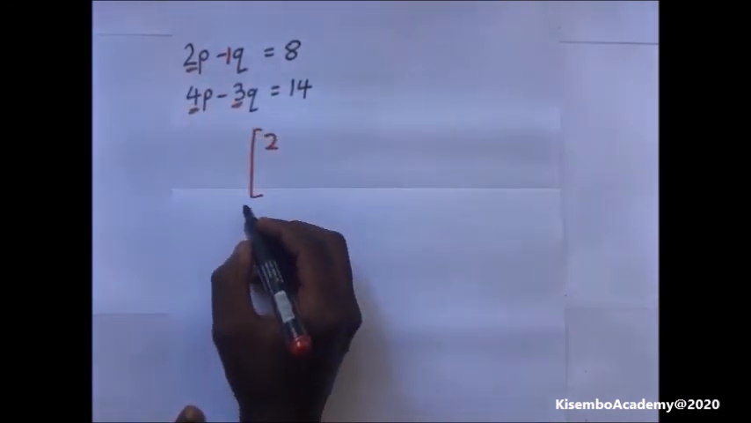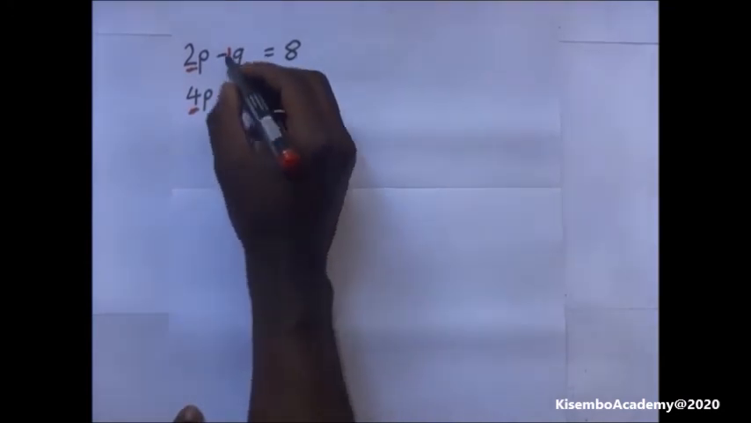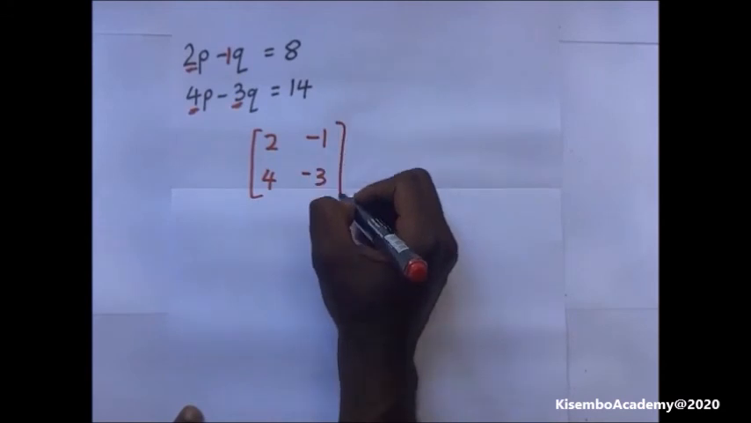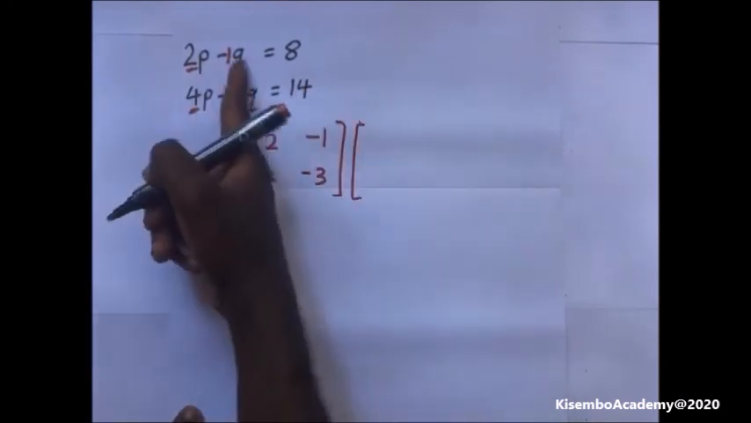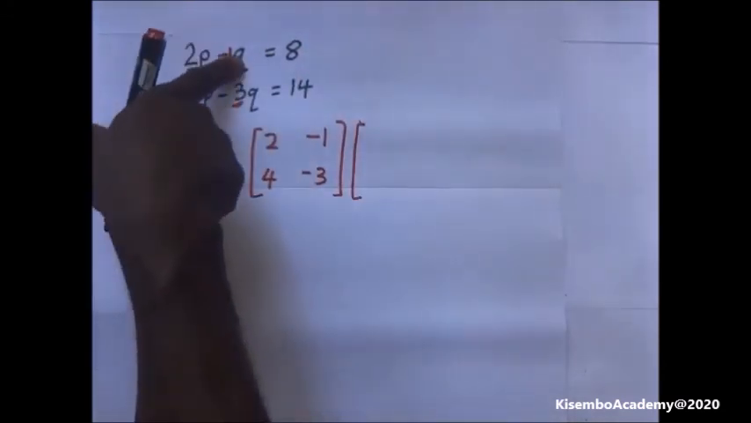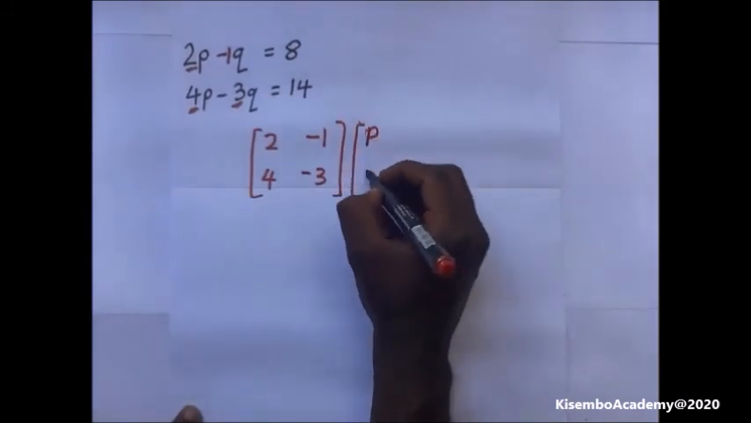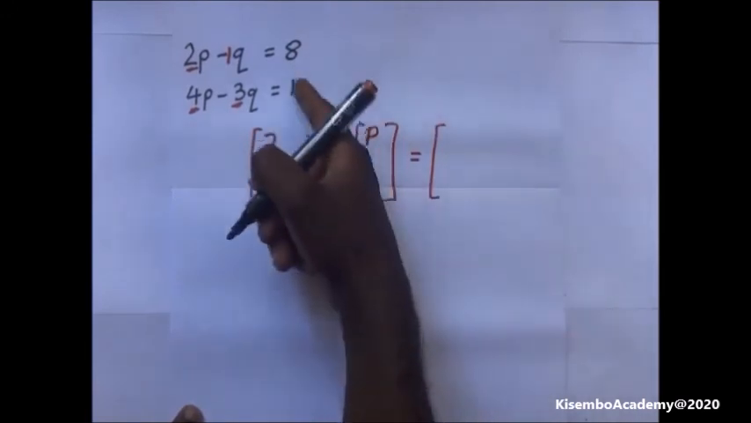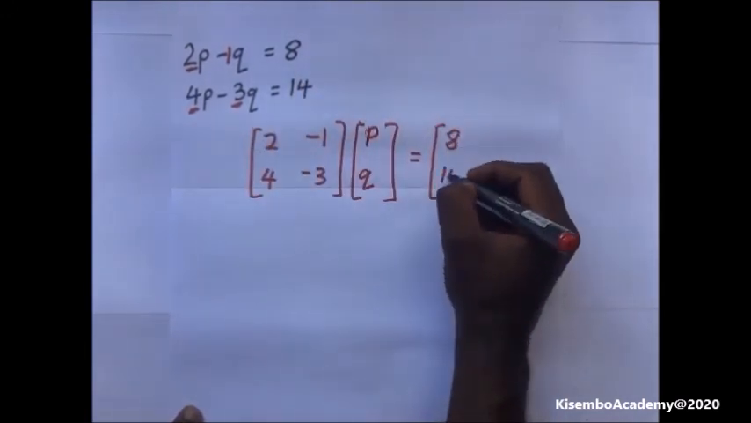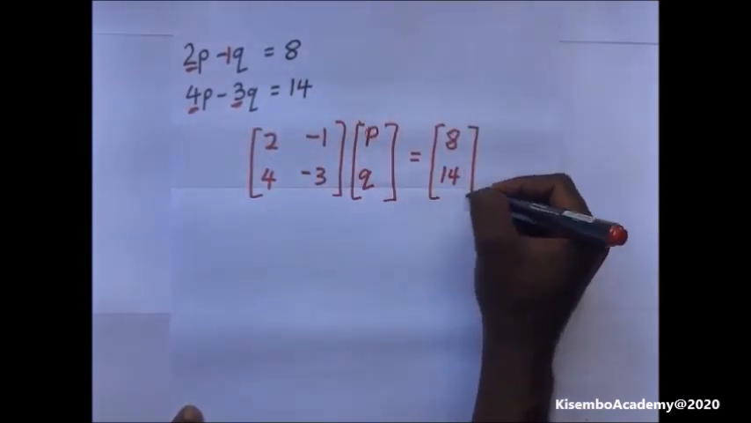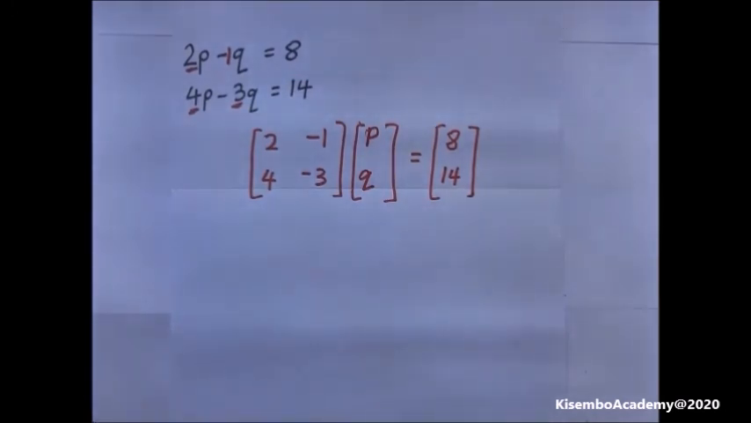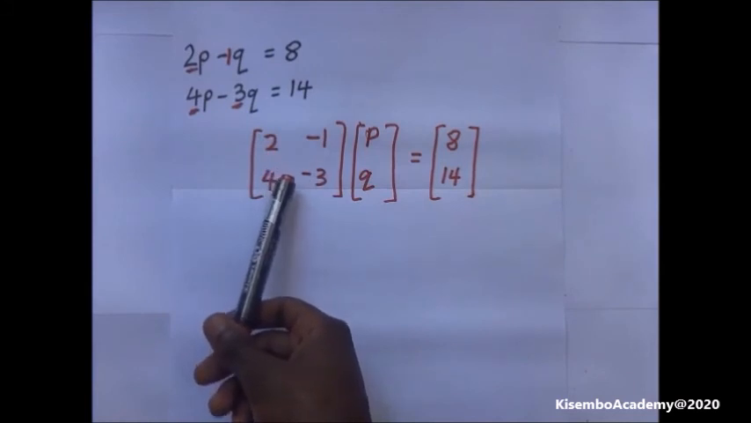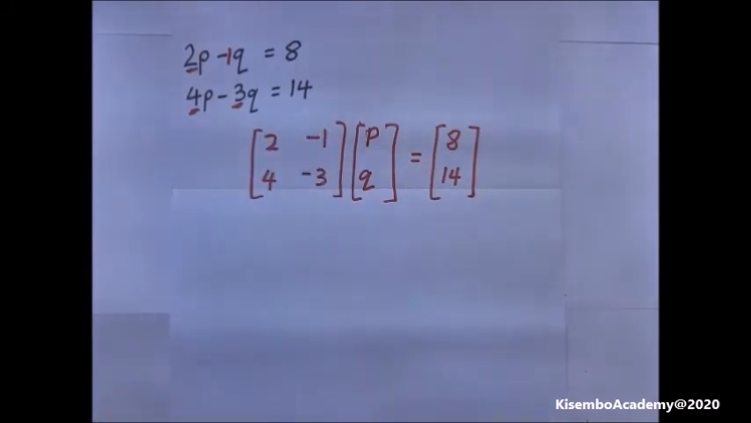So it means that our matrix is going to be 2, then that is 4, then this is -1, then this is -3. Multiply that by the order of the unknowns, P coming first, then Q. So it's going to be P, Q, that is supposed to give us 8, 14. Then after that, we go ahead and find the inverse of this matrix. When we get the inverse of this matrix, we multiply it on both sides.